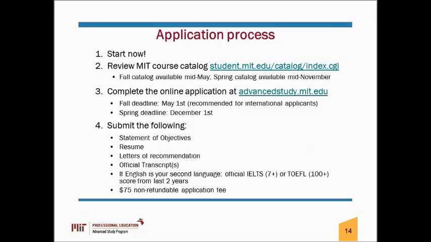The official fall catalog is released on the MIT website in mid-May, and the official spring catalog comes out in mid-November. So the mid-May fall catalog is for the following classes that start in September. The mid-November spring catalog is for the classes that begin in February. There are also always archived versions of the previous 2 semesters also available.